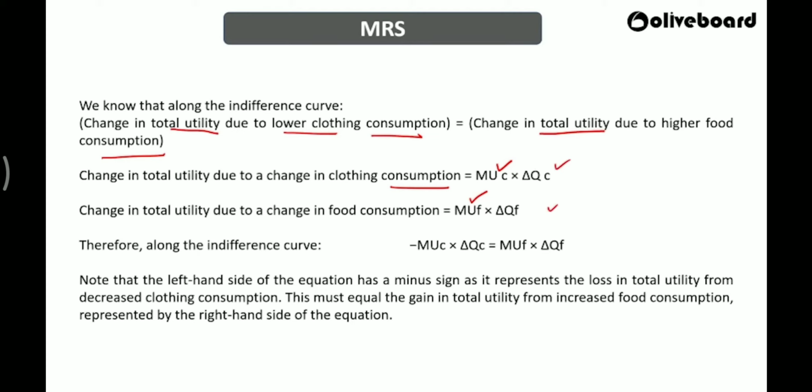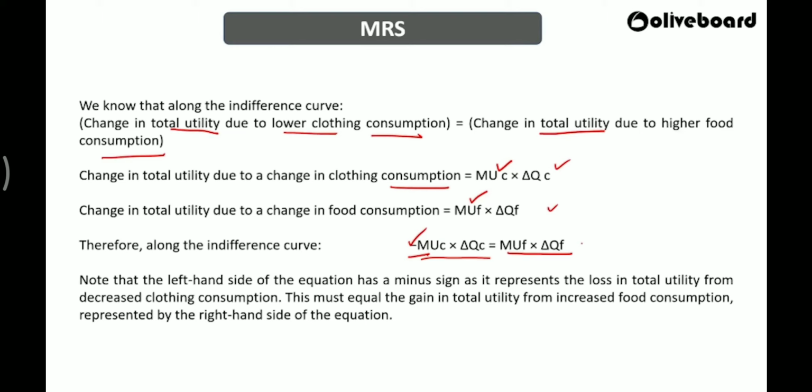Now, along the indifference curve, how will it be? Minus MUC into change in QC. What is meant by minus MUC? Minus MUC means a change in the total utility due to what? Lower clothing consumption, which means the satisfaction which you are going to lose. That is why I put it in minus. What you are going to lose by giving away clothing will be equal to the additional satisfaction you are going to get from adding one more unit of what? Food. All right, understand?